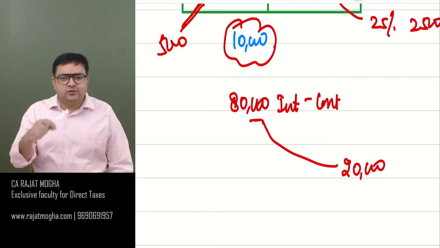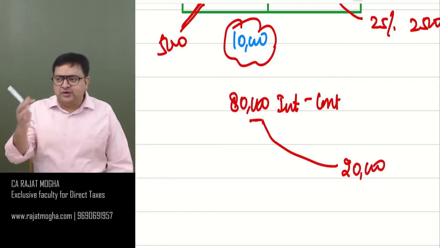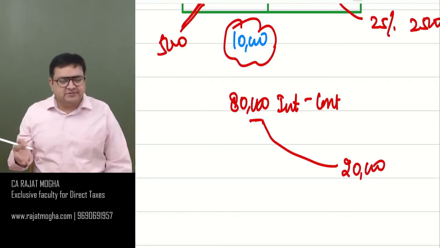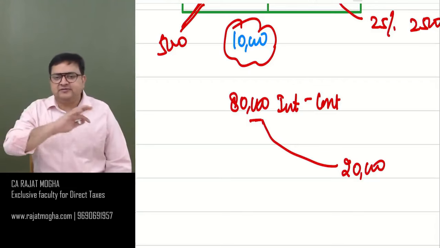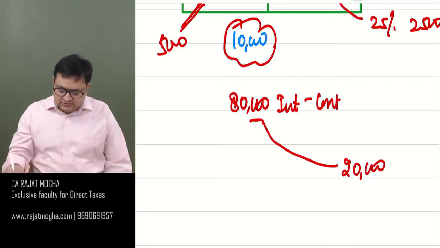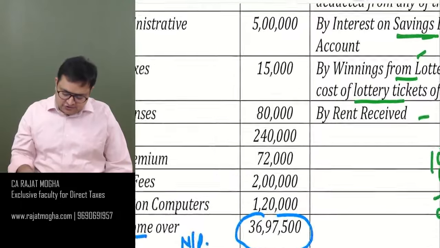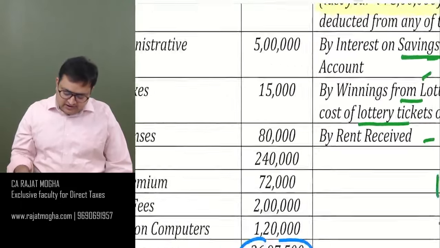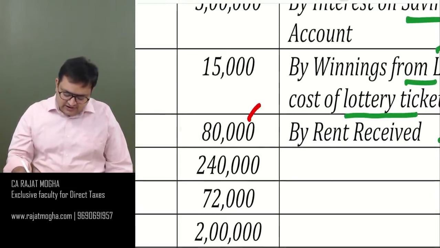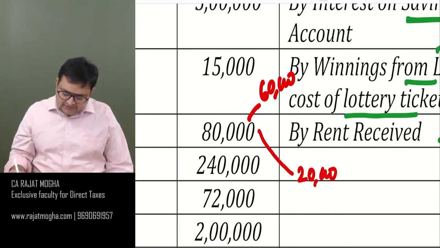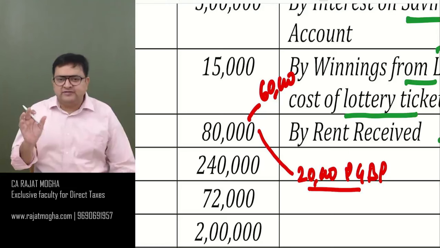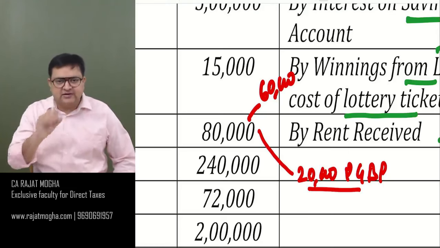Correct? Now 80,000 is the total interest. So it means it is total interest for the house. So 25% is PGBP. 60,000 I will disallow because 60,000 is not my PGBP. So I am 100% sure now this 80,000, 60,000 relates to house property and the remaining 20,000 is PGBP. So I'm okay with PGBP, but I'm not okay with 60,000. And the 60,000 actually is house property.